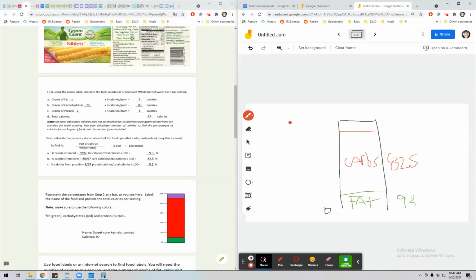And then the last part of it would just be filling in the last percent. And I don't have purple on Jamboard, but I'll just use this cool blue color. And this is protein. And I'll just write a P for protein. And our protein number is 8.2.